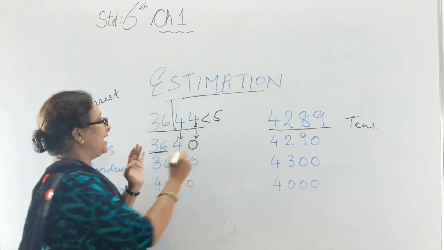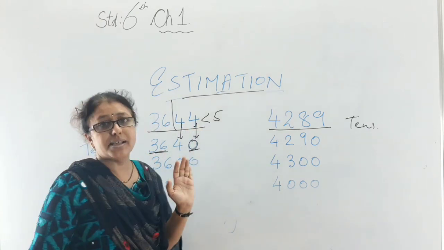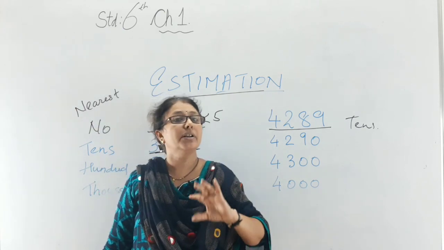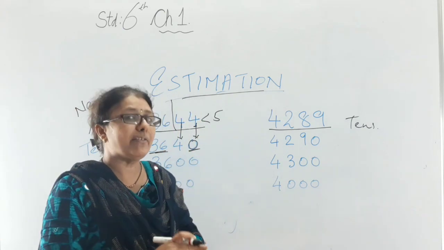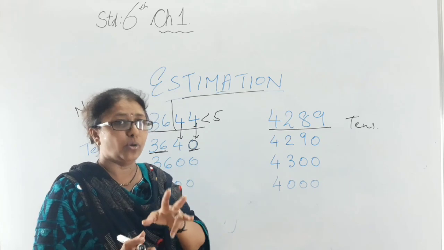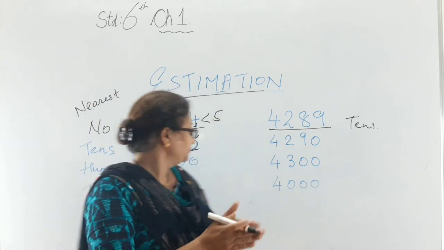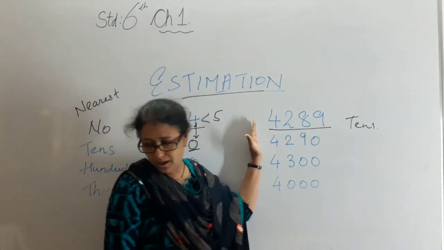Rounding off to tens, the last digit will be converted into 10. If it is in the hundreds place, 20. Thousands place, 30.